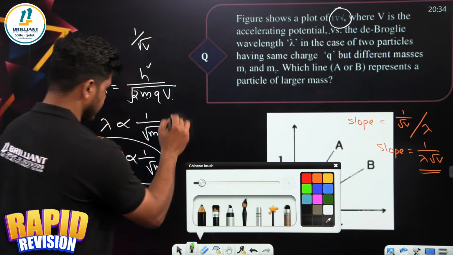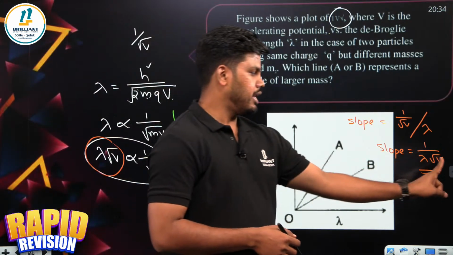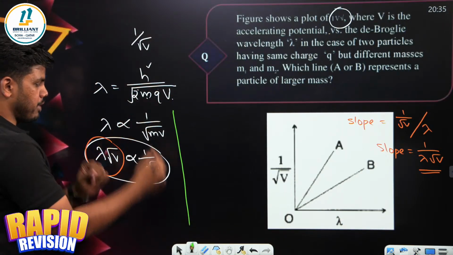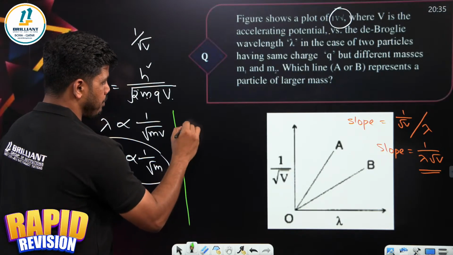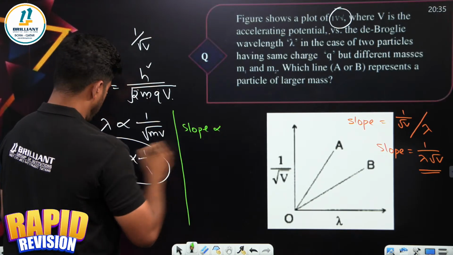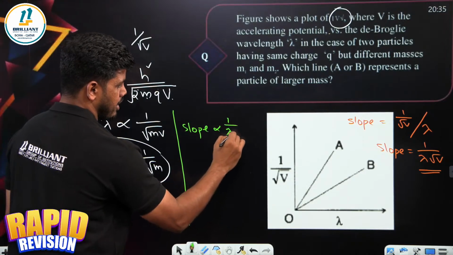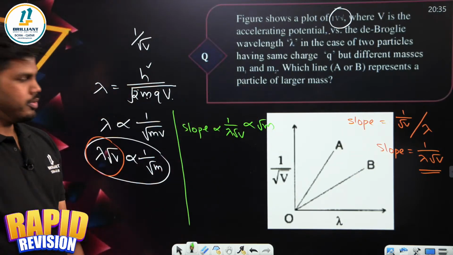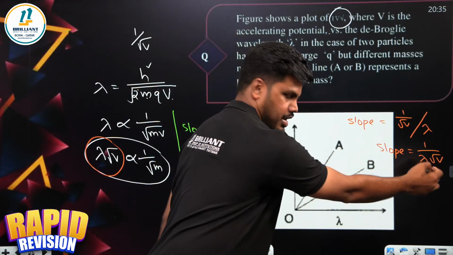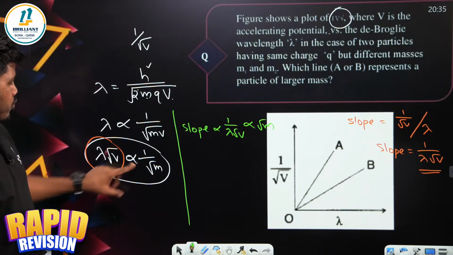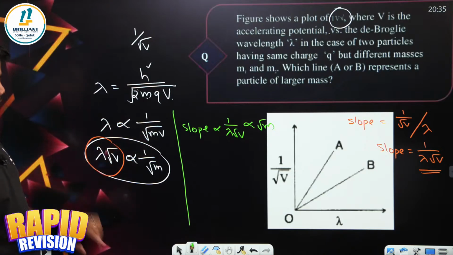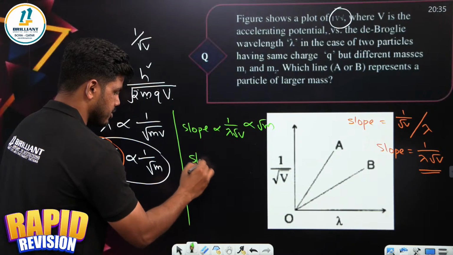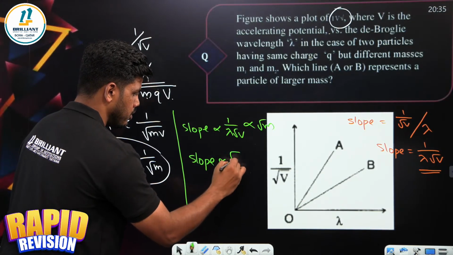What next? Slope of the graph is 1 by lambda root of V, and lambda root of V is proportional to 1 by root of m. How do you know? Slope is 1 by lambda root of V only, but lambda root of V is proportional to 1 by root of m. So 1 by lambda root of V will be proportional to root of m. The conclusion is slope is directly proportional to root of m.